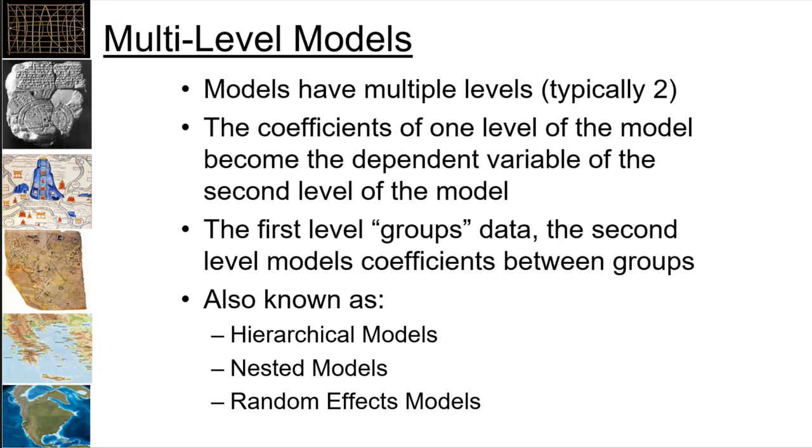Instead, our traditional tools would just blur out those effects and would actually move it into the residuals. Multi-level models have multiple levels. And this is where the coefficients of one level of the model become the dependent variable of the second level of the model. In other words, the coefficients of one level are actually created from another level, or predicted from another level, or another set of equations. So another way to say it is the first level groups the data, and the second level models the coefficients between the groups. These are also known as hierarchical models, nested models, random effects models, and also mixed effects models.